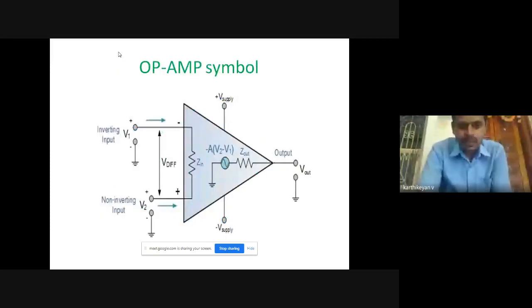This is the symbol of an op-amp. If you look at that symbol, it consists of two inputs and one output. One input is called the inverting input, and the other input is called the non-inverting input. Okay. So based on the difference between the two inputs V1 and V2, it produces the output.